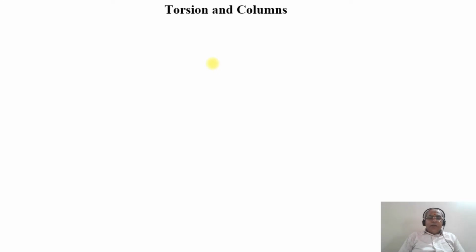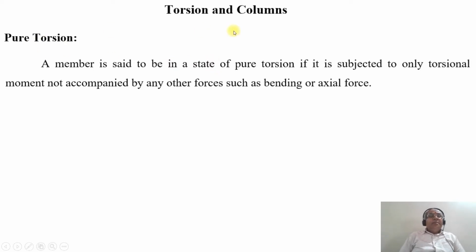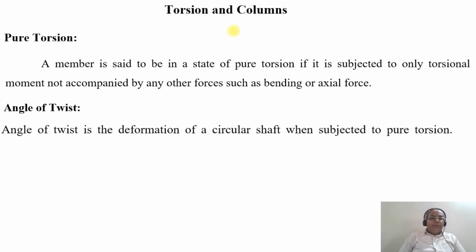Now in this video, we're going to take up the next chapter on torsion. So what is pure torsion? A member is said to be in a state of pure torsion if it is subjected to a torsional moment not accompanied by any other forces such as bending or axial force. So that means you have only a torsional moment without any bending or axial force, which is called pure torsion.